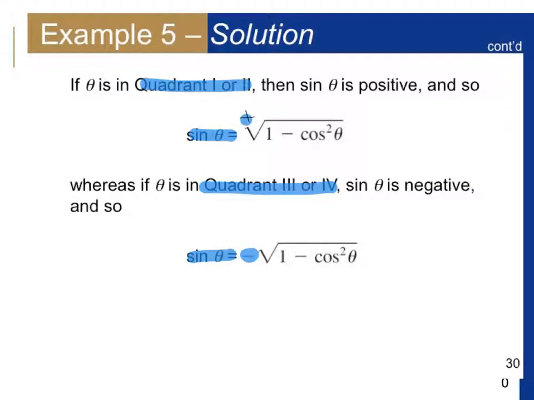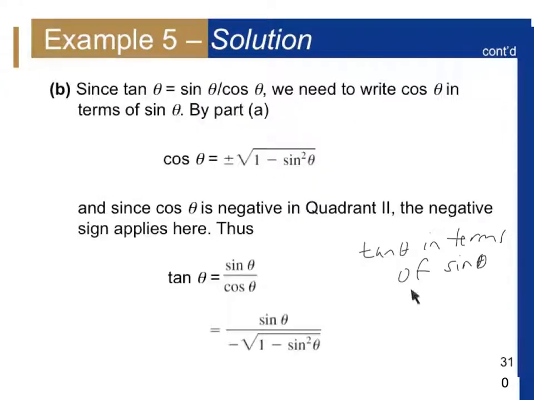Okay, for our second example, we're going to look at tangent of theta in terms of sine of theta. So that's what we're doing there. Okay. Tangent, remember tangent of theta is sine over cosine. Okay. And we want to write cosine in terms of sine first because we don't want to use cosine, right? We just want sine. So cosine of theta is plus or minus the square root of 1 minus sine squared of theta, just by doing the same thing we did in part A, but doing it for cosine. Okay.